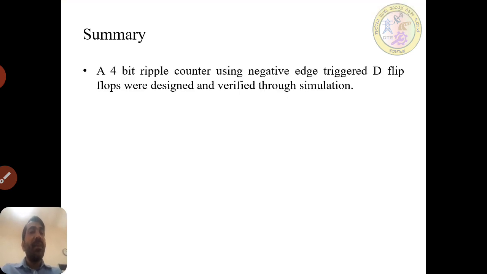So as a summary, what we have seen in this session is the negative edge triggered flip flop, which will be used to generate the counter, which will work as the counter circuit. And also we have seen how to write the design block and how to write the stimulus block.